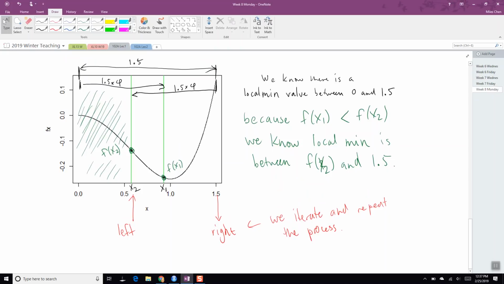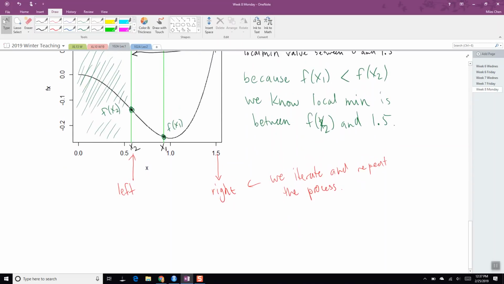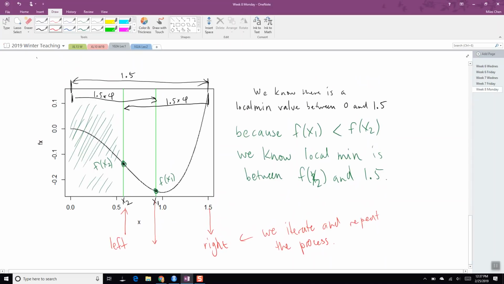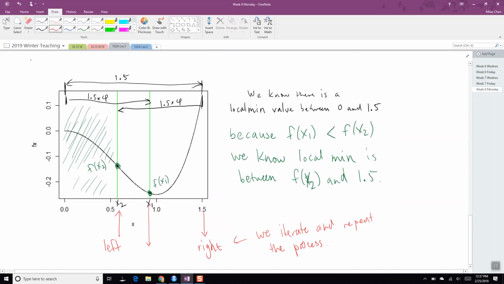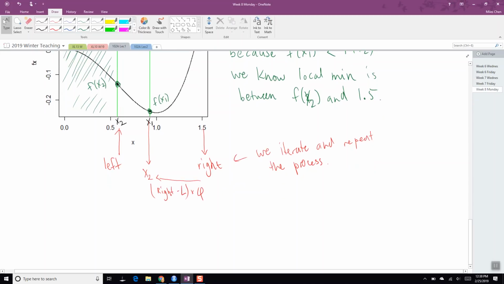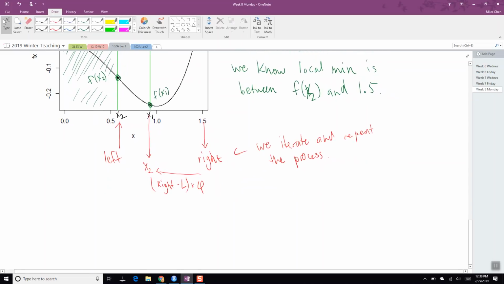That is true, that would work, that's a perfectly valid method. But the reason we like golden section search is because of this magical property of the golden ratio, in that when I repeat this process, I can actually reuse this value. This value, which was 62% of the way from 0 to 1.5, is now 62% of the way between our new left and right bounds. So this value of x1 becomes my new x2, and it is the right minus left times phi. I don't have to recalculate a new point, and I don't have to recalculate f of x2.